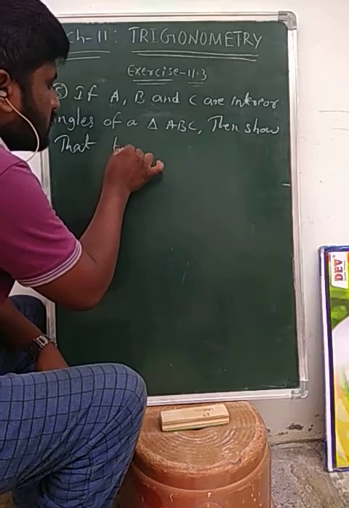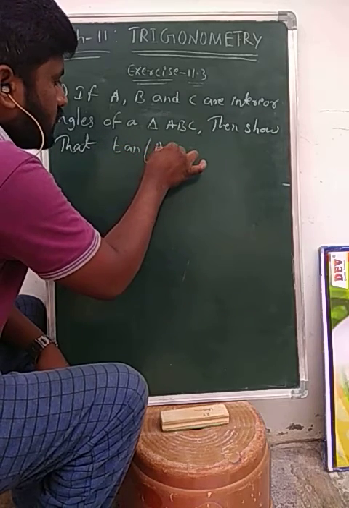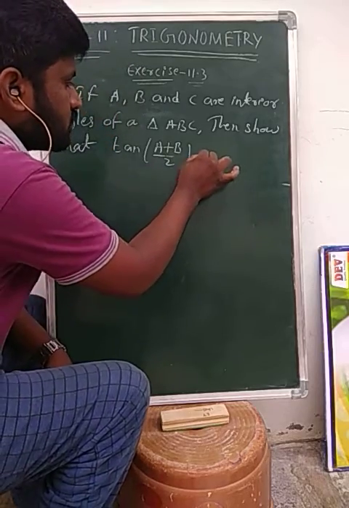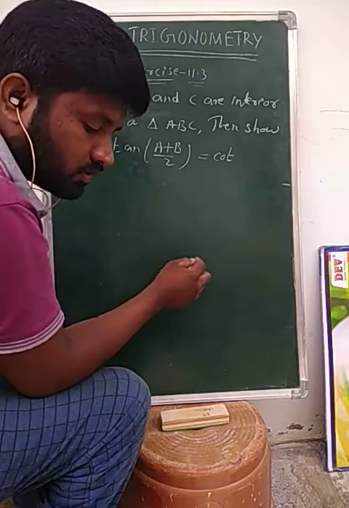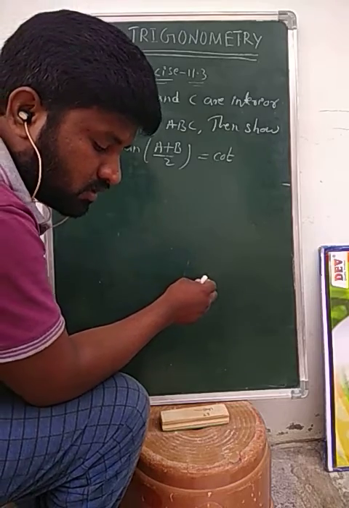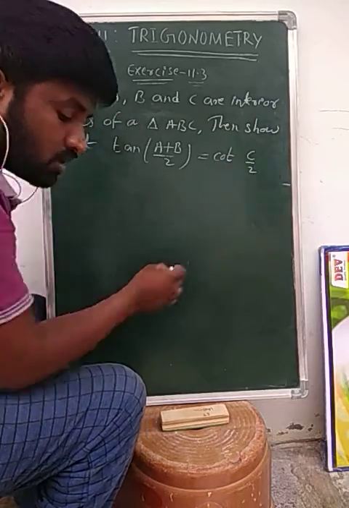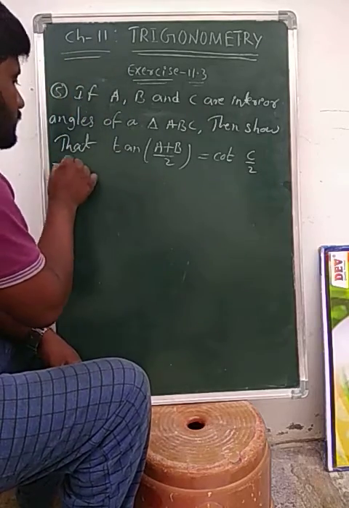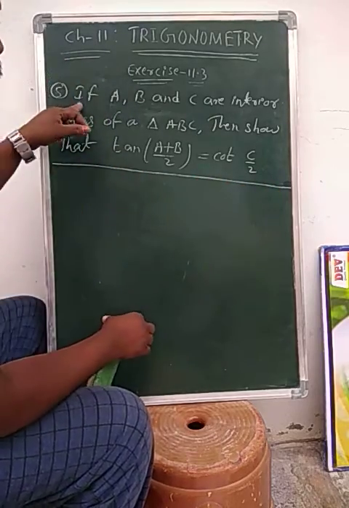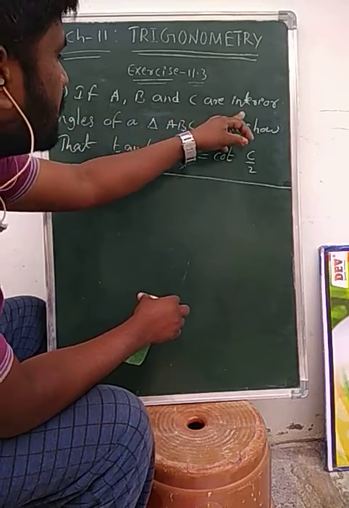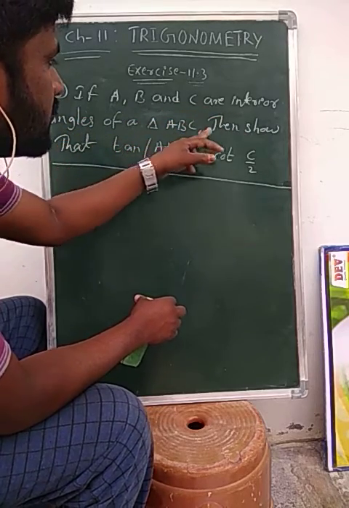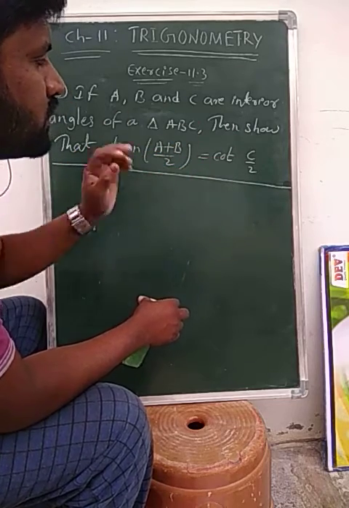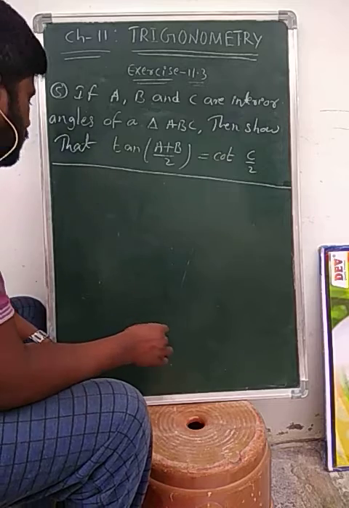tan of (A plus B) by 2 is equal to cot of C by 2. Okay, so this is the given question. Clearly given: if A, B and C are interior angles of a triangle ABC, then show that tan of (A plus B) by 2 is equal to cot C by 2. So this is the required RTP for us.